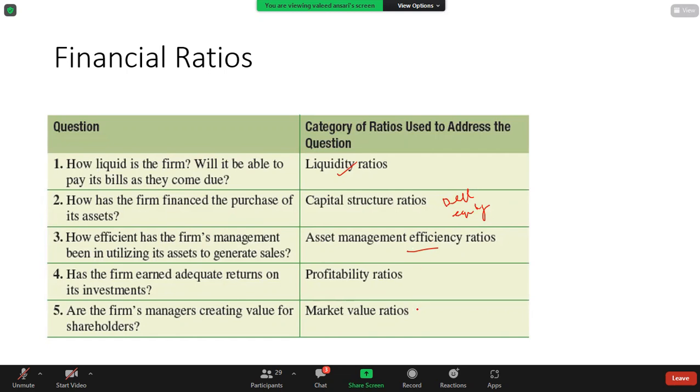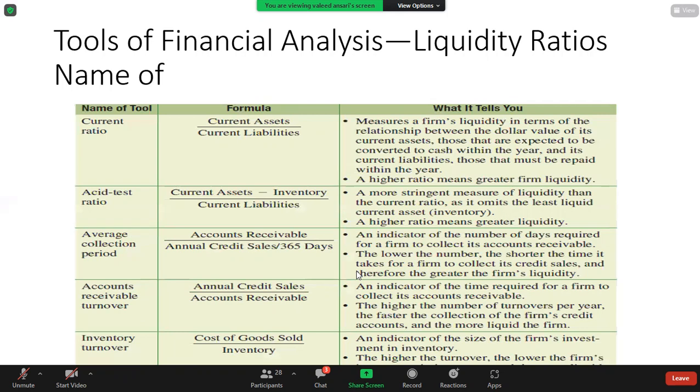And then, are the firms creating value for shareholders? For example, there is a book value, that is the book value of equity, and the market value. And market value is actually the expectation of the investors about the future performance of the company. So indicators like the market value to book value ratio tell us about that. Based on this, there are various types of ratios.